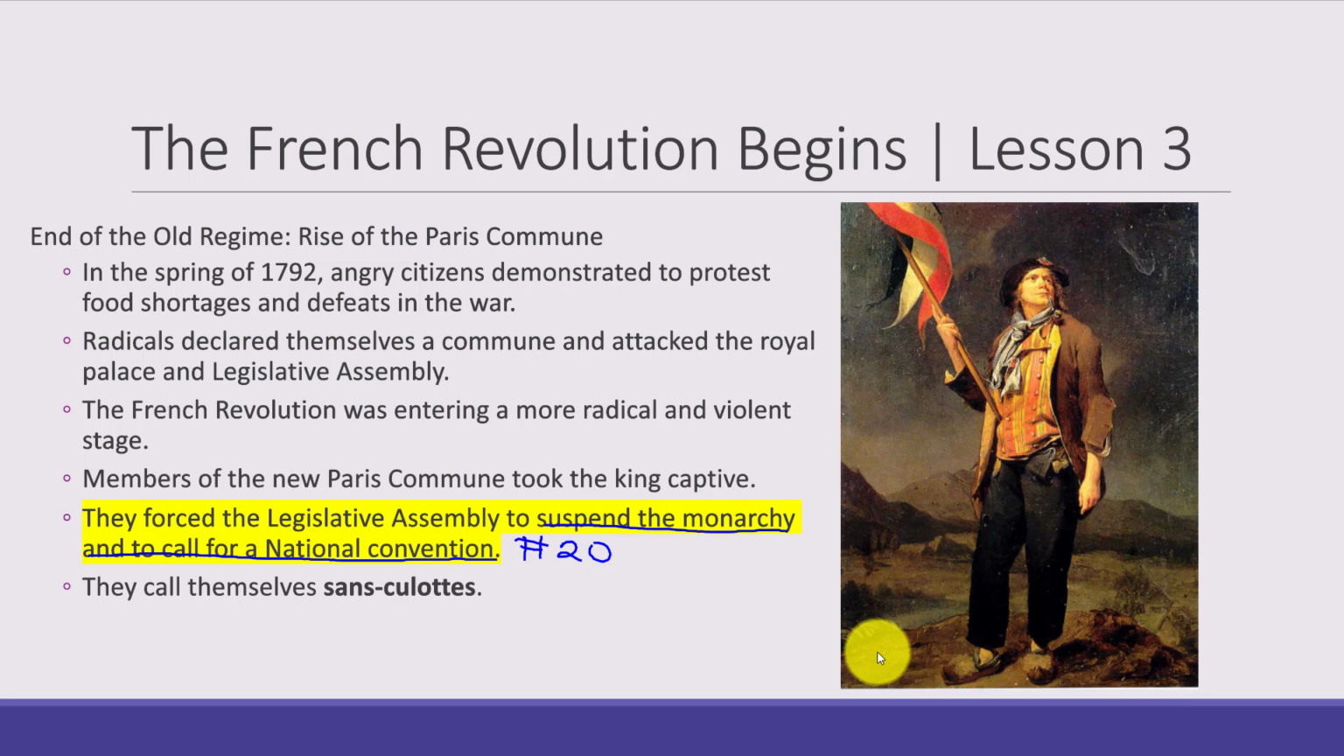So that's going to become even more problems for France, and it's going to develop into more issues with leadership and so forth, as you will see soon.